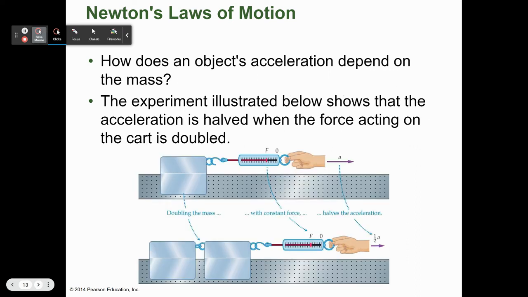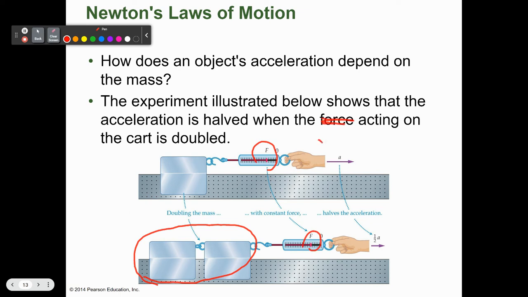So how does the object's acceleration depend on its mass? Now let's try changing the mass of the object and see what happens. This experiment illustrated below shows the acceleration is halved when the mass acting on the car is doubled. Actually, that should have been what that said. So when we double the mass, our acceleration is cut in half, assuming that our force stays the same. So that should be mass, not force.